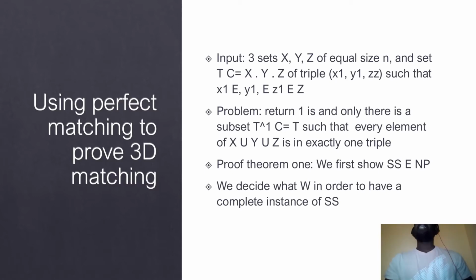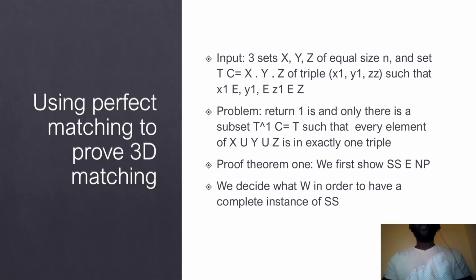So this is a generalized form, generalizing from two sets X, Y to three sets X, Y, Z. That is the whole idea.